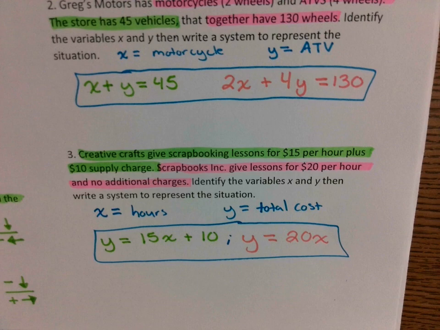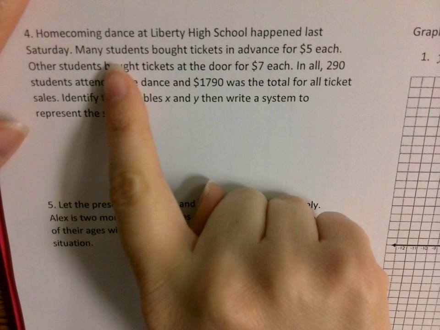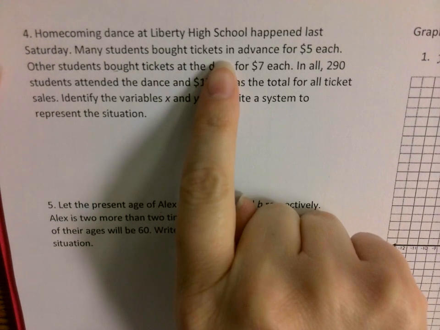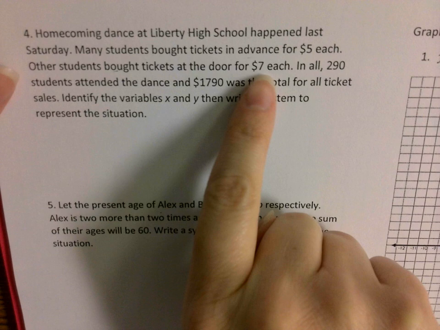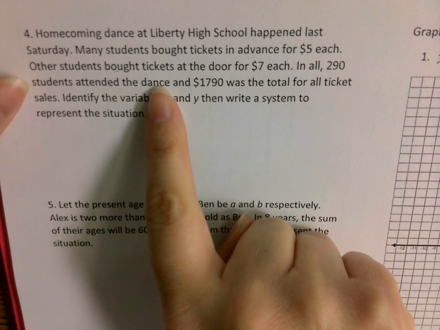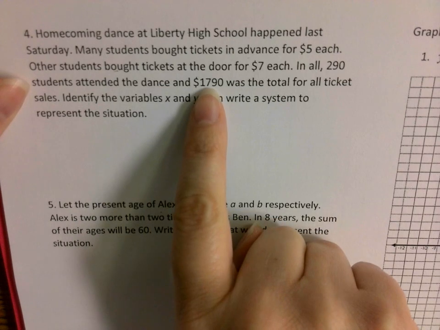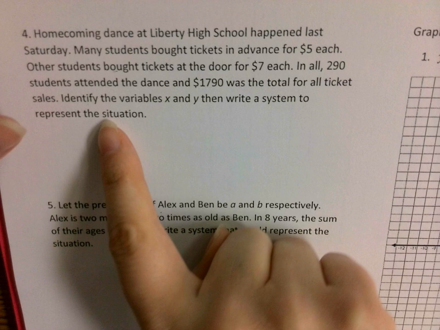For problem 4, the homecoming dance at Liberty High School happened last Saturday. Many students bought tickets in advance for $5 each. Other students bought tickets at the door for $7 each. In all, there were 290 students that attended the dance, and $1,790 was the total for all ticket sales. So we need to identify our variables and write our system.